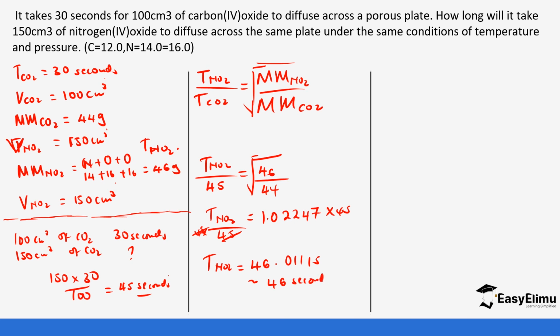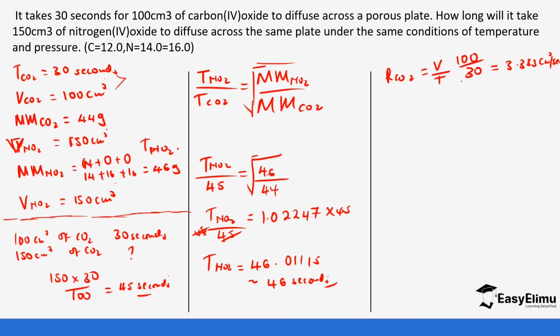So alternatively, we can decide to use the information that we have been given on carbon dioxide and get the rate. So we can look for the rate of carbon dioxide. The rate of carbon dioxide will be the volume over the time taken. So the volume for carbon dioxide was 100. The time taken was 30, which will give us 3.333 centimeters cubed per second. That is the rate. So in our formula, we are going to use this now.